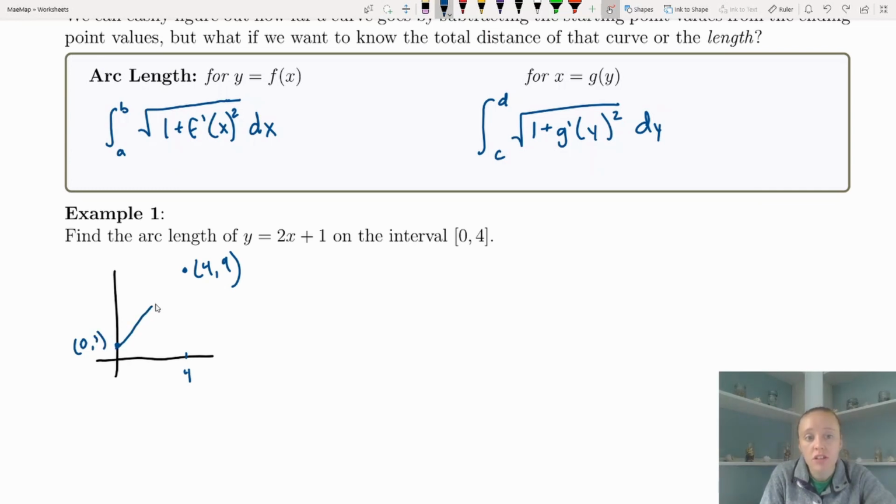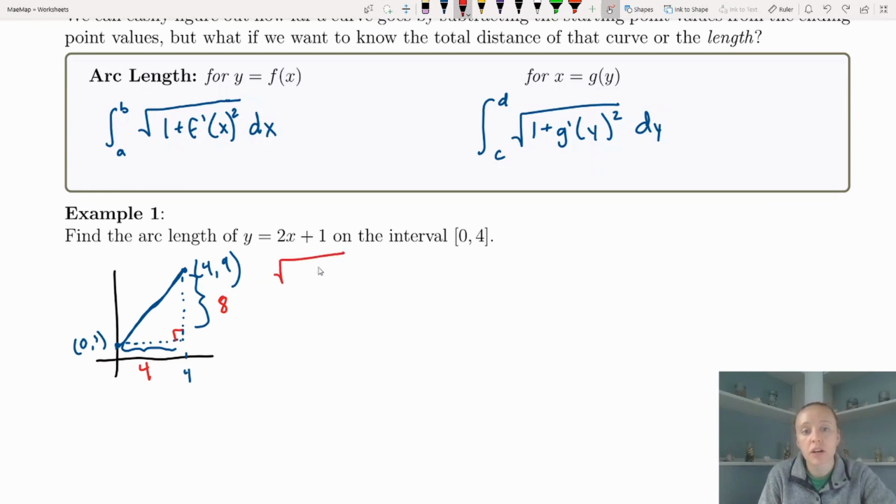It's a linear equation, so it's just a straight line. I can easily find that distance using the Pythagorean theorem. So we have some change in x, and then some change in y. My change in x, to go from 0 to 4, is a change of 4, and to go from 1 to 9, 9 minus 1, is a change of 8. So let's do the Pythagorean theorem. This side length is going to be the square root of 4 squared plus 8 squared.